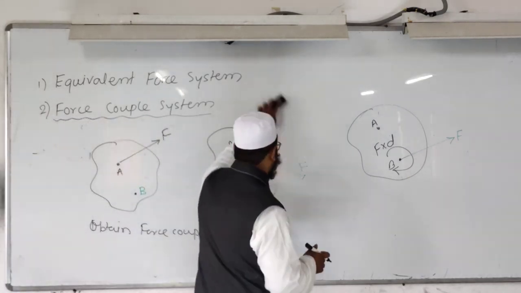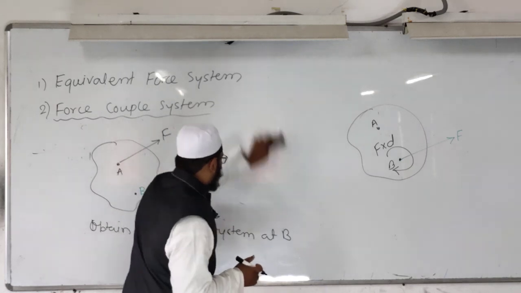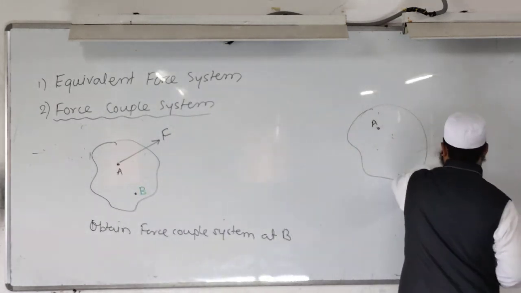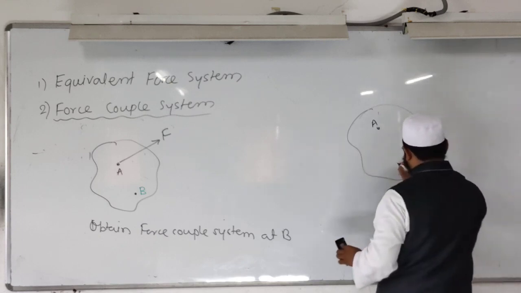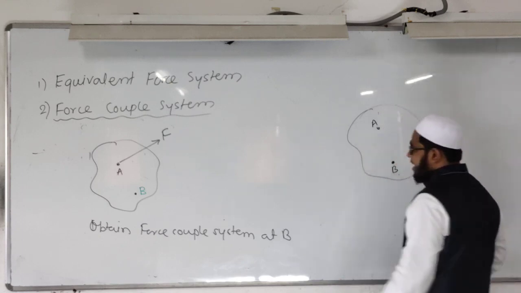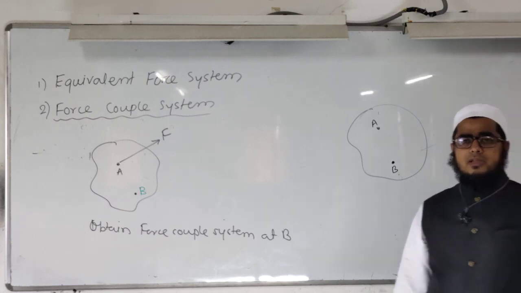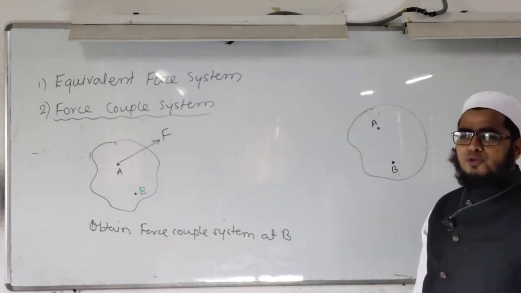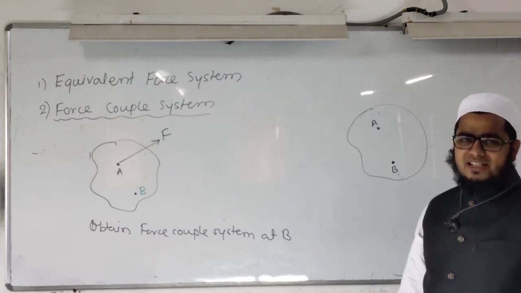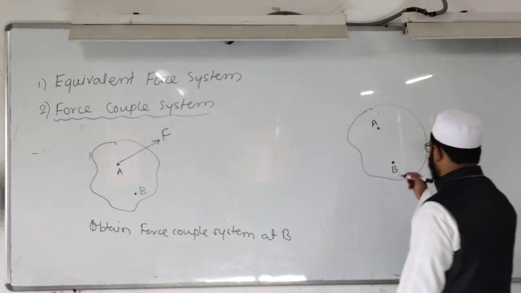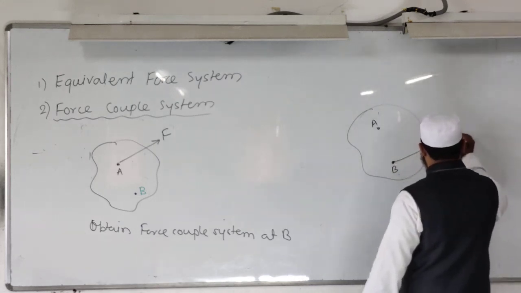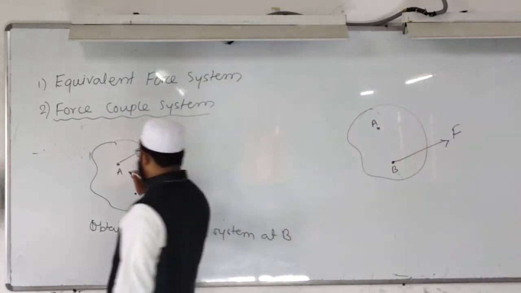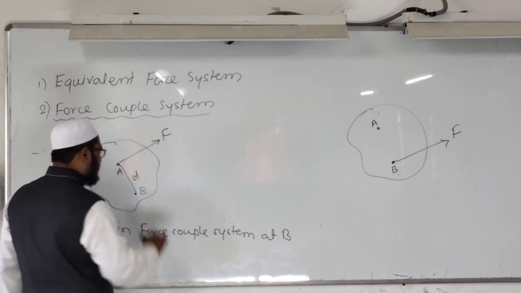Very simple. Now I will not consider this figure, I will just explain with the help of the steps. My desired point is B, and I have to obtain the force couple system at point B. My first step is to transfer the given single force to the desired point with the same magnitude and direction. I will transfer this force F with the same magnitude and direction, keeping the distance between them.